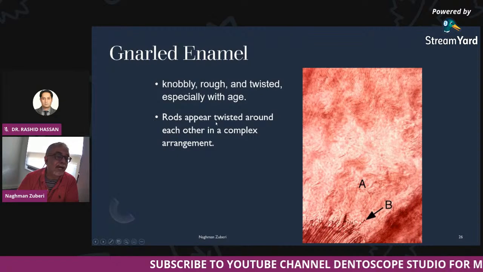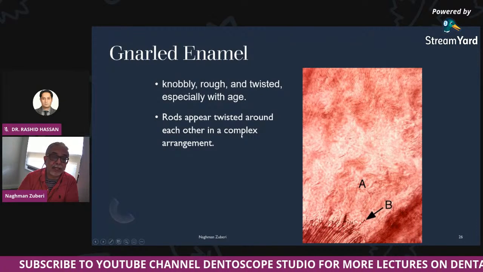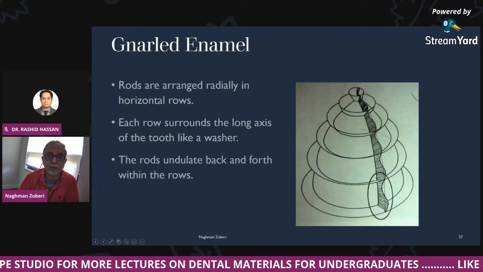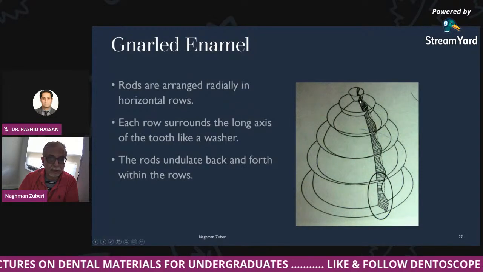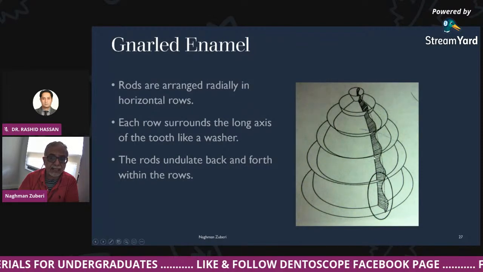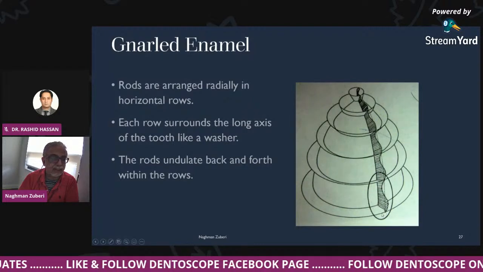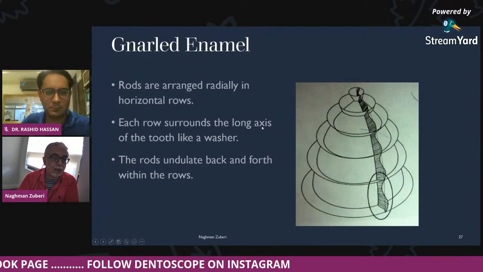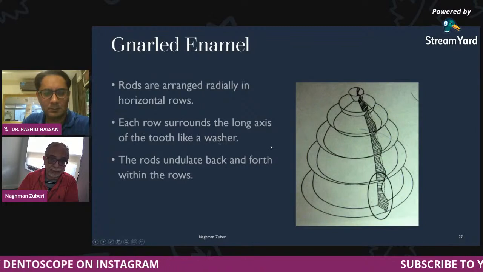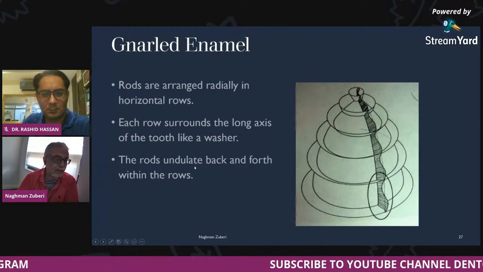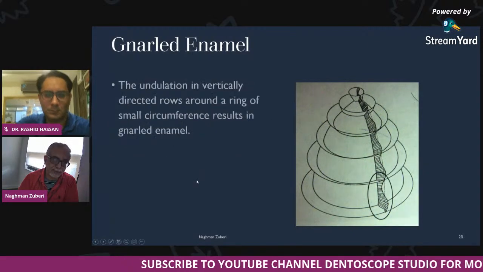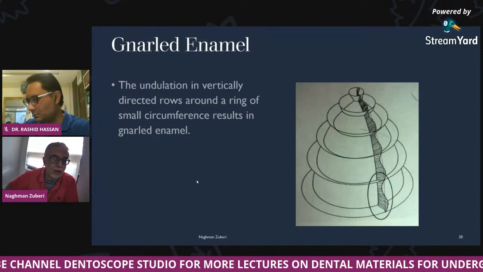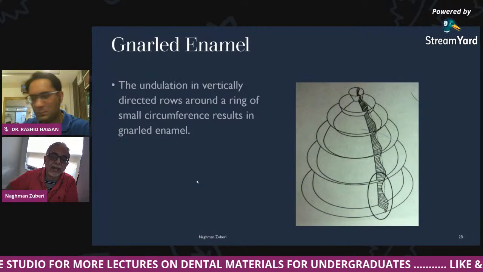Rods appear twisted around each other in a complex arrangement, just like a washer. If you look at it, they are closer to each other at the top, and as we go down, they start separating under the cusp. Each row surrounds the long axis of the tooth like a washer, as I have already mentioned. The rods undulate back and forth within the rows. The undulation in vertically directed rows around a ring of small circumference results in gnarled enamel.